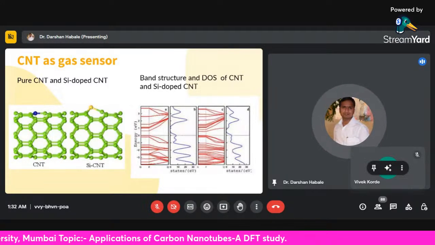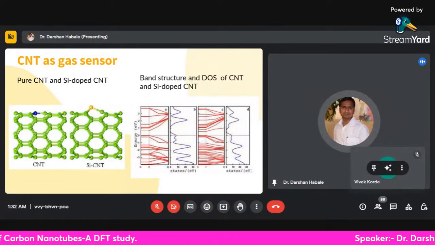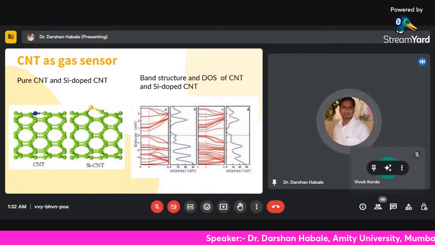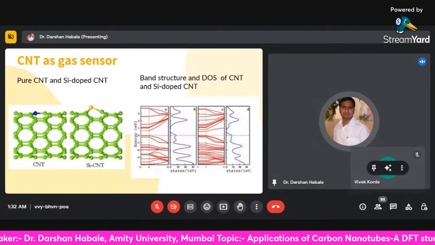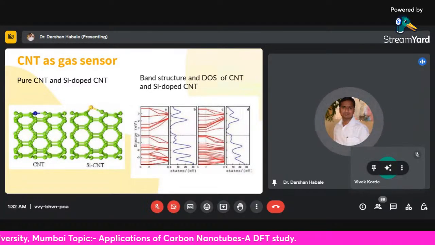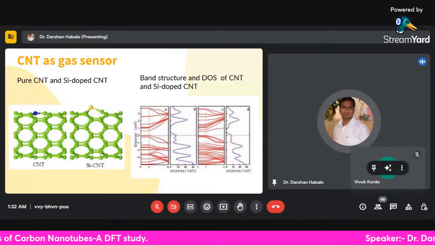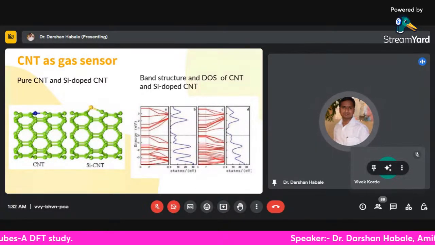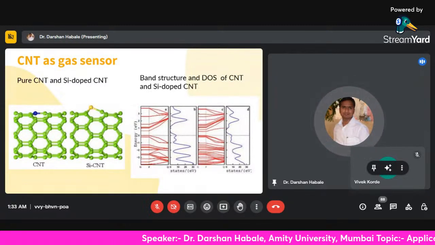Why are we doping this silicon atom? We can dope any other atom, but we have tested all these atoms, and silicon is found to be more suitable. We want to use this as a gas sensor, meaning we want to detect carbon monoxide, carbon dioxide, sulfur dioxide, nitrogen dioxide. So after this modification, after this functionalization, we try to adsorb O2, CO2, CO, SO2, and NO2. So this is the base substrate for the gas sensors.